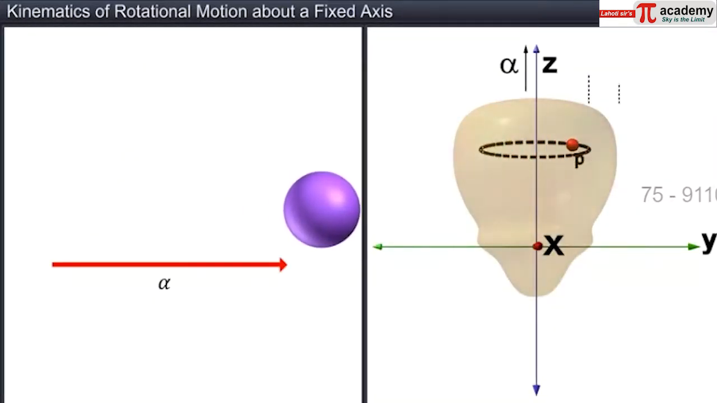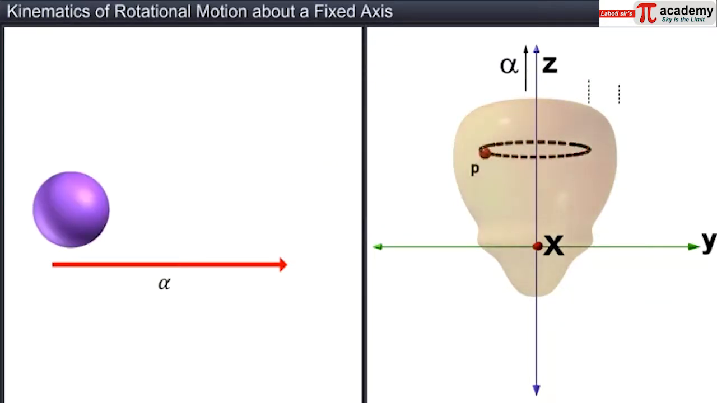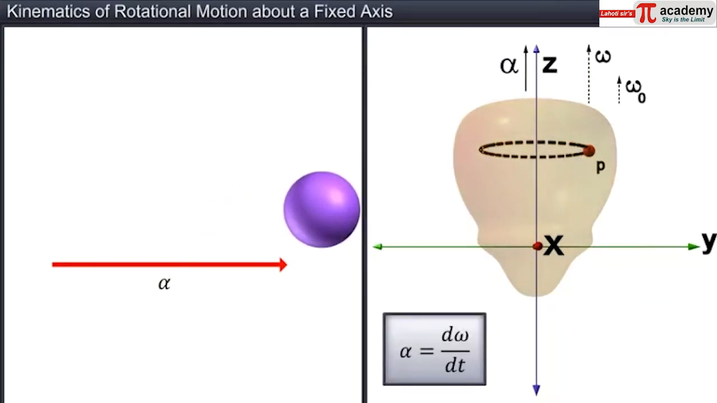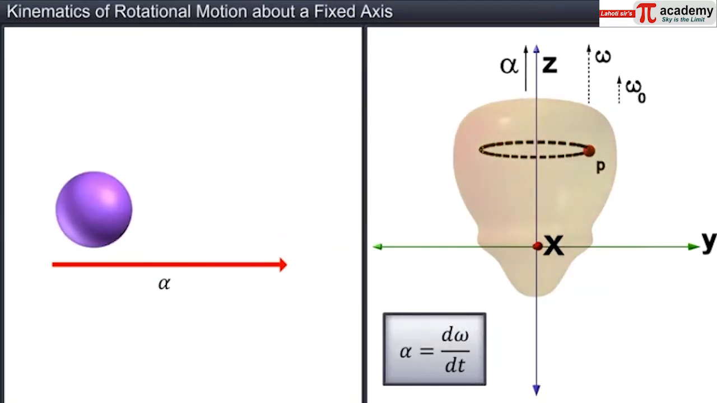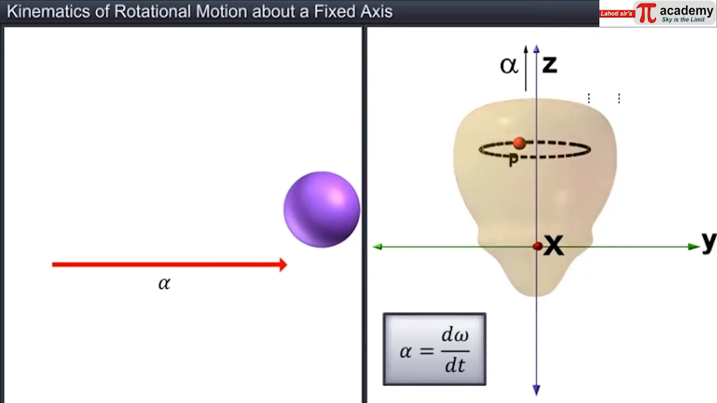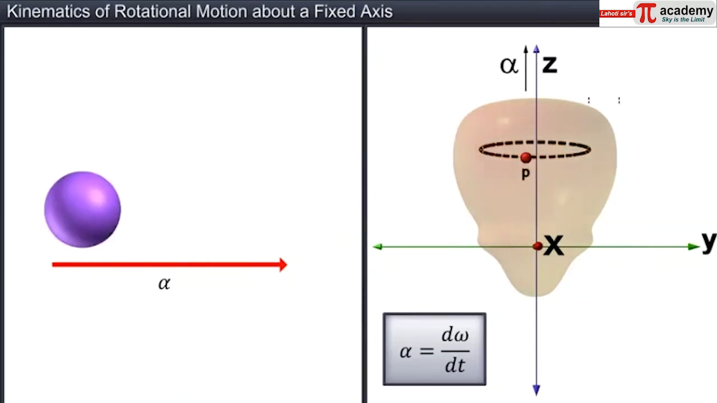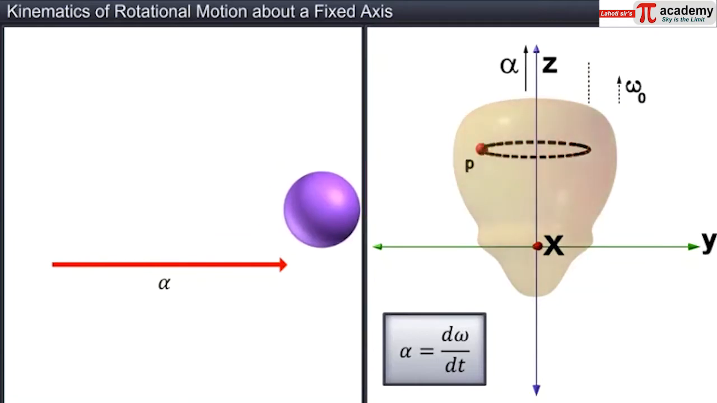The rate of change in angular velocity is defined as angular acceleration, alpha. Alpha is equal to d omega by dt, which also acts along the axis of rotation. Angular acceleration is the rotational analogy of linear acceleration of translational motion.